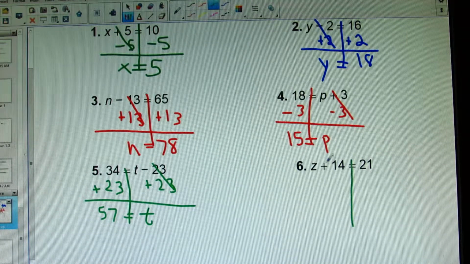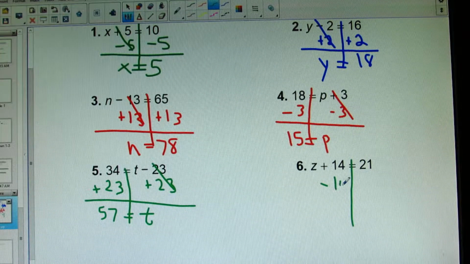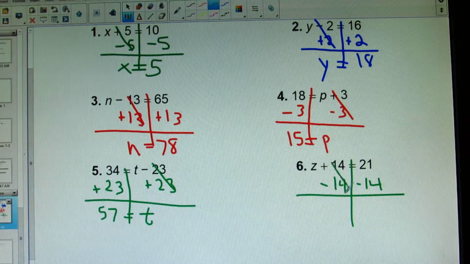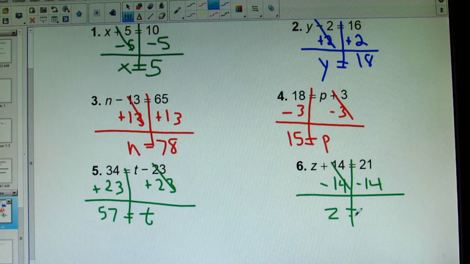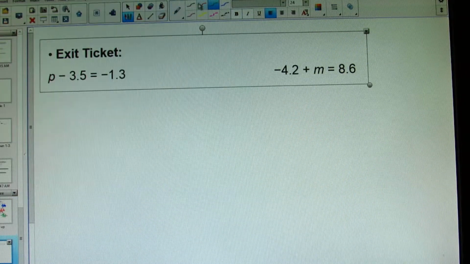Again, drawing my line down to show that the 14 is going to be in my way of my variable. Adding 14, I have to undo that by subtracting 14. Z equals 21 minus 14 is 7. Okay, good quick summary. Let's do our final exit ticket for today.